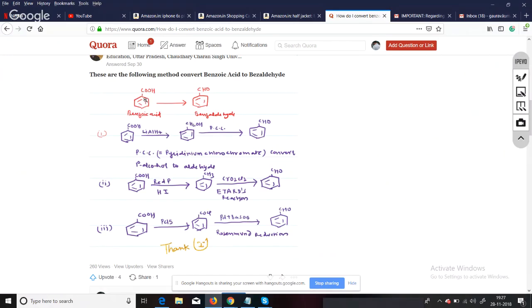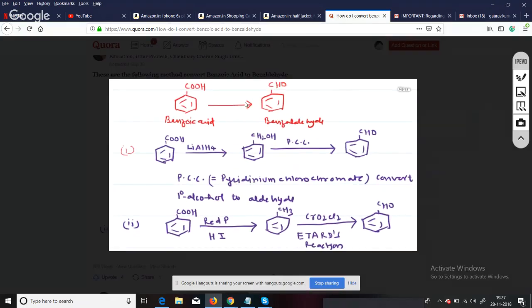If you ask me direct conversion, not possible. If you use a reducing agent here, this will give you benzene, right? So that we cannot do. First of all, we have to preserve this carbonyl carbon, and for that we can convert this into chloride with the use of SOCl2, PCl5 and all. We can convert this to COCl, and then we can reduce this with the Rosenmund reaction. Then you'll get benzaldehyde. Understood this? Okay, so you have to form that intermediate chloride compound with SOCl2 and PCl5.